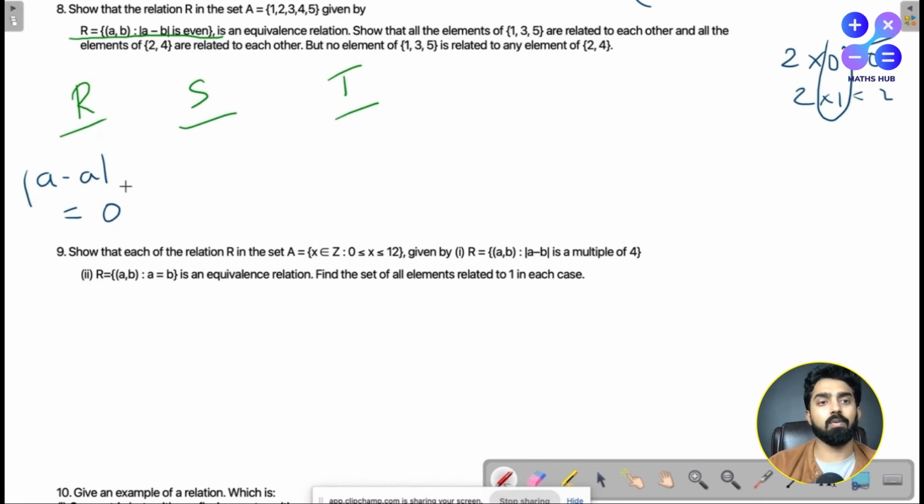0 is an even number. So this holds true. It is reflexive. Any number subtracted from itself will always be even, right? So this is a reflexive relation.